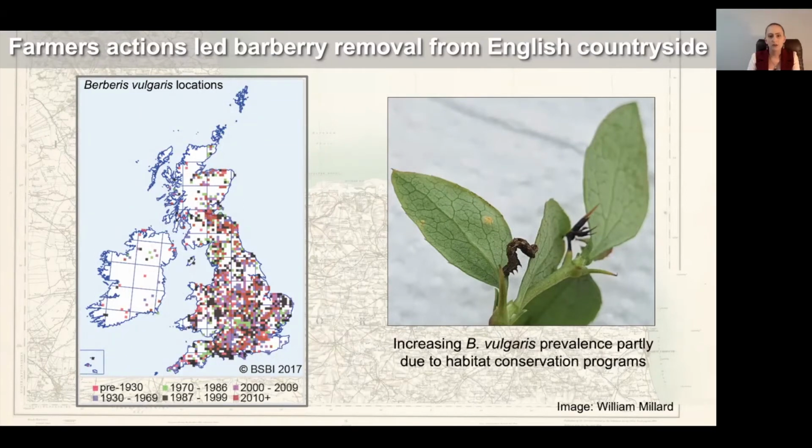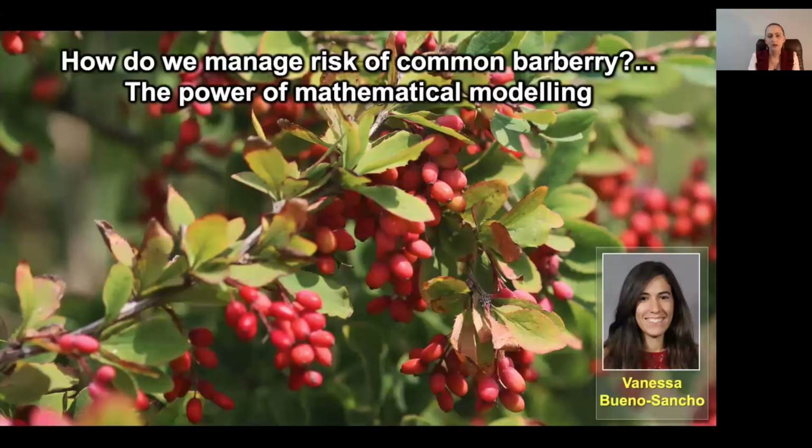And so that then draws us to the question of how do we actually manage the risk of these common barberry bushes and the fact that they could be harbouring wheat stem rust inoculum. We already know from our own work that we can find stem rust readily on these common barberry plants. And so that's where Vanessa, a very talented PhD student from my lab, stepped in with the power of mathematical modelling to try to address this question.